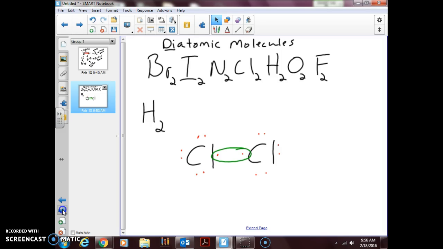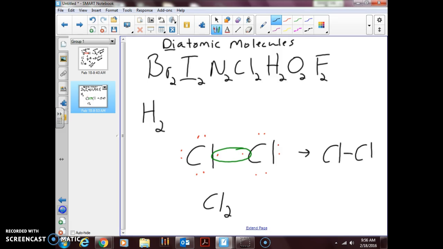Think about it like a Venn diagram. So whatever they have in common in the circle belongs to each. So now this chlorine has 8: 2, 4, 6, 8, and this one has 2, 4, 6, 8. And so we write the chemical formula as Cl2. The structural formula is just Cl-Cl.